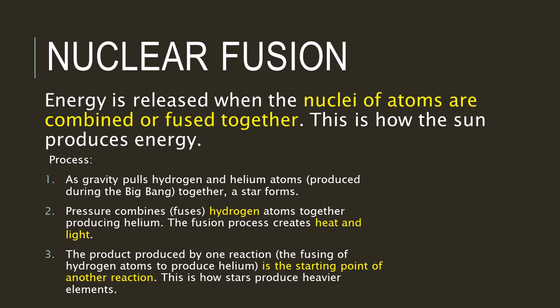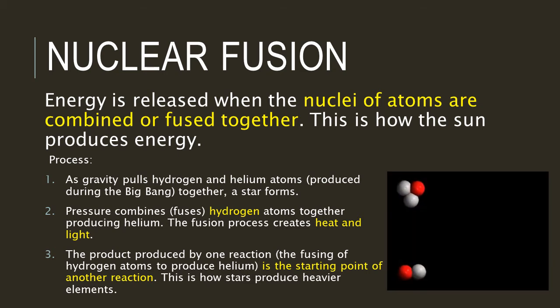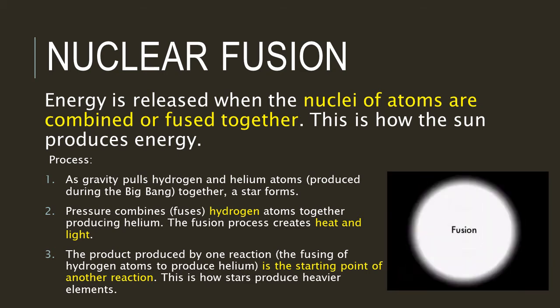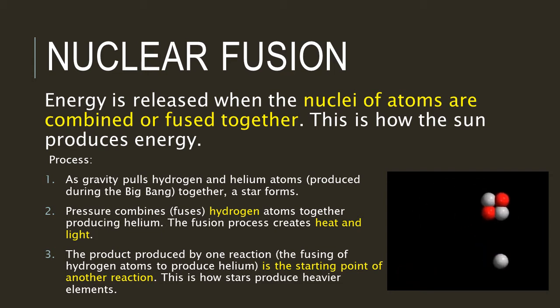Our first one is nuclear fusion. This is energy that is released when the nuclei of atoms are combined or fused together. They're brought together, fused, combined, added together. This is how the sun produces energy. So, the process. As gravity pulls hydrogen and helium atoms together, a star forms. Remember, during the Big Bang, hydrogen and helium were created, and their coming together due to gravity forms a star.